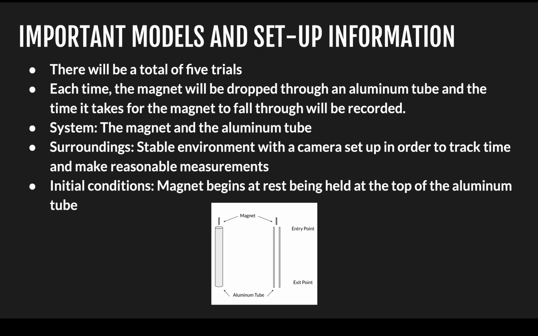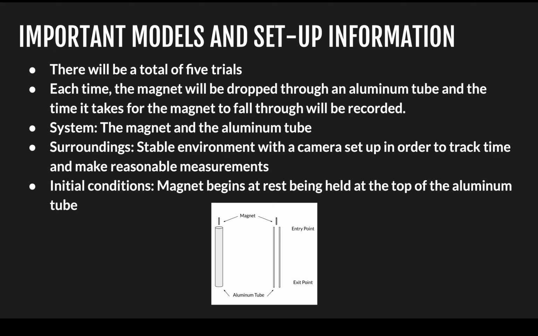So some important models and setup information. I have a diagram down at the bottom that kind of shows the magnet's going to just fall through the aluminum tube and our entry and exit, and we're just going to find the total amount of time that it takes to fall through that aluminum tube. There will be a total of 5 trials, and then we'll find the average of those 5 trials.